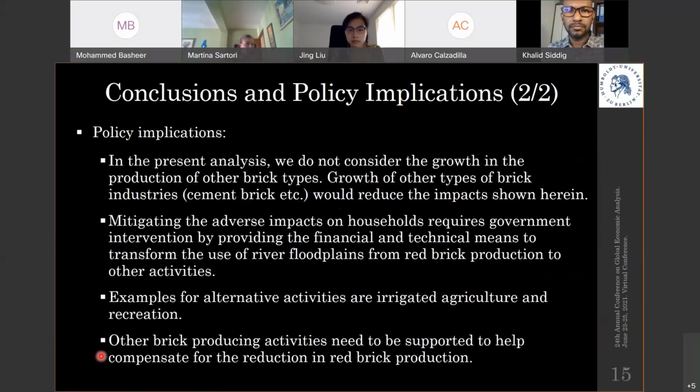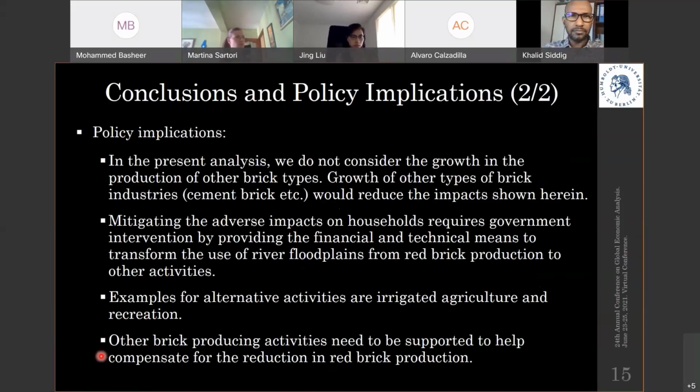Lastly, in this analysis, as I mentioned earlier, we don't consider the growth of other industries that produce bricks. So here we're simply assuming that the economy will have to deal with this reduction without any replacement for the fired red bricks. In future work, we're planning to add the production of other brick industries. For example, there are cement-based bricks that can replace fired red bricks, but this will obviously require investment and will have economy-wide implications.